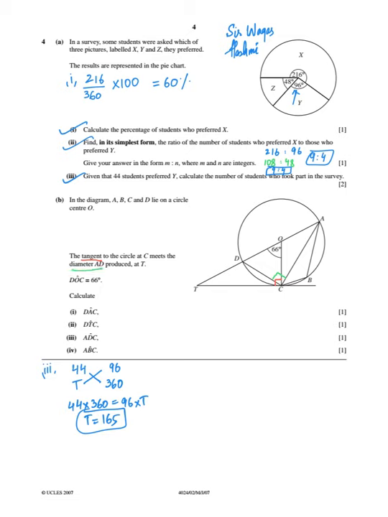In the first part it says DAC, so we need to find this angle, and for DAC it will be 66 divided by 2, that is the property, and it leads to 33 degrees. That is your first part answer. In the next part it says DTC. DTC means that we need to find this angle, right?